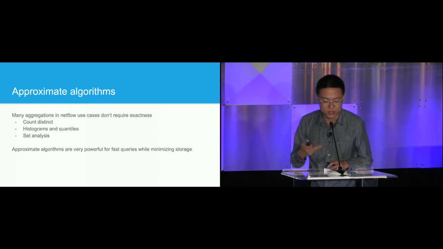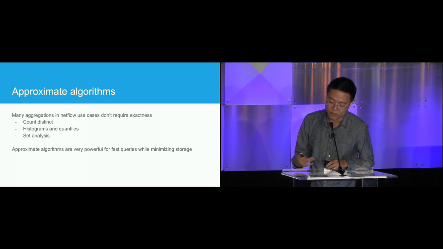Most of the time what people are looking at are general patterns or trends, to see if the changes or the deltas are actually meaningful. And because we don't always need exactness, we can start leveraging approximation. Approximate algorithms can be very powerful for providing fast queries while reducing the storage requirements.